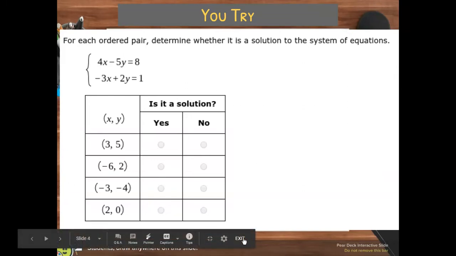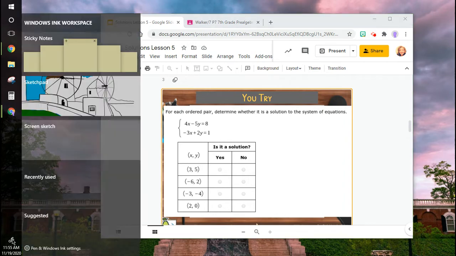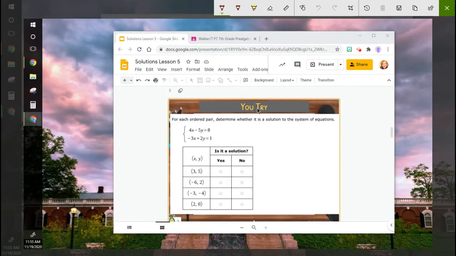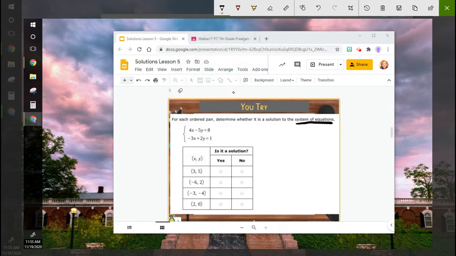Everyone. So today we worked on solutions to a system of equations. Okay, and I want to make sure that we're adding to our repertoire of understanding that a system of equations can have more than one equation in it, right? So this little bracket is what groups these together, and it tells us that this is one set.